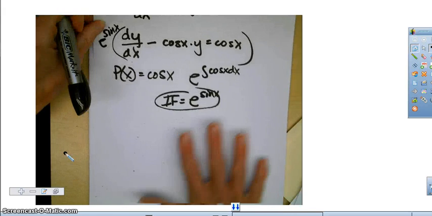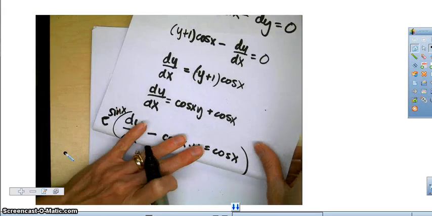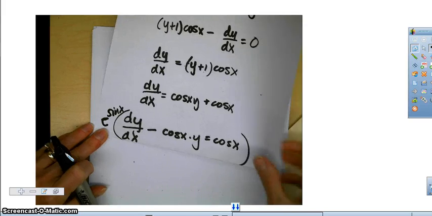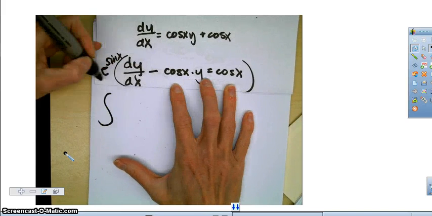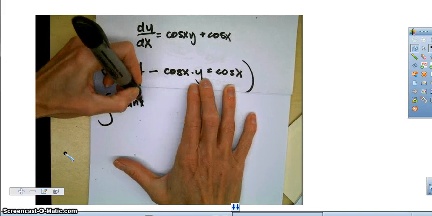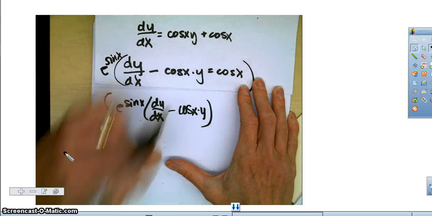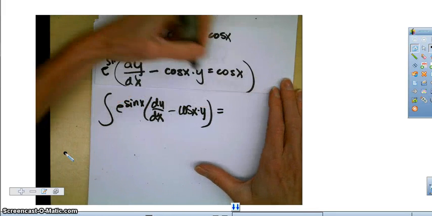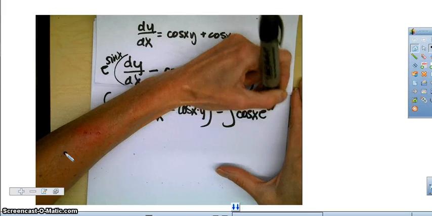So here's what I'll have. On the left side, I'm not really going to mess with it a whole bunch because that should already be an antiderivative we know, every time. That's the trick to these. So this side, I'm just going to write the integral of e to the sine of x times dy over dx minus cosine of x times y. Notice how I didn't even multiply it out at all, because this side I should know the antiderivative of. On the other side, I need to take the integral of cosine of x times e to the sine of x dx.